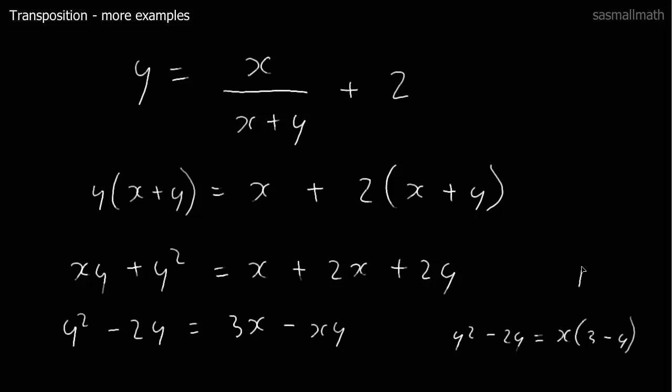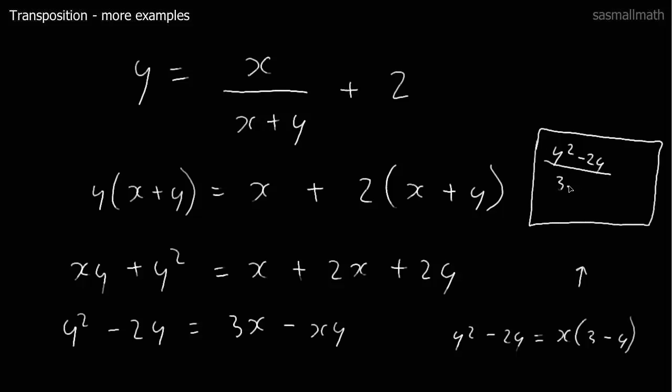and then finally we can divide both sides by 3 minus y, so we'll end up with y squared minus 2y over 3 minus y equals x. Done.